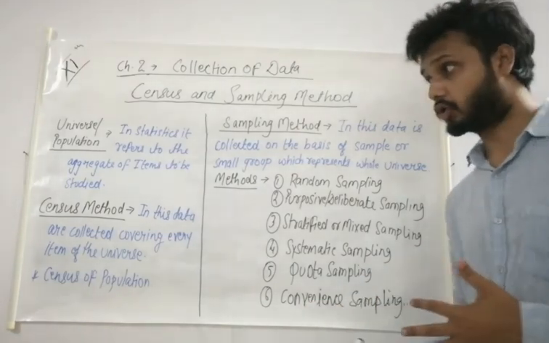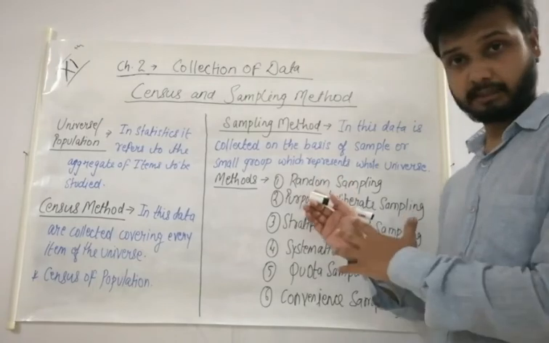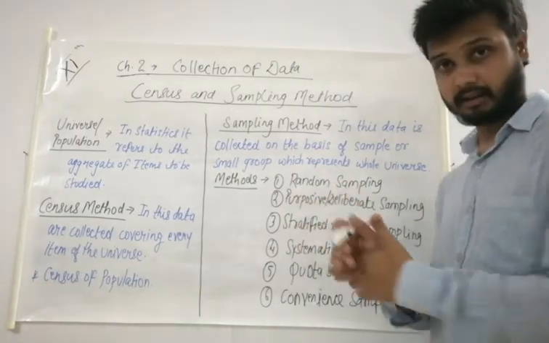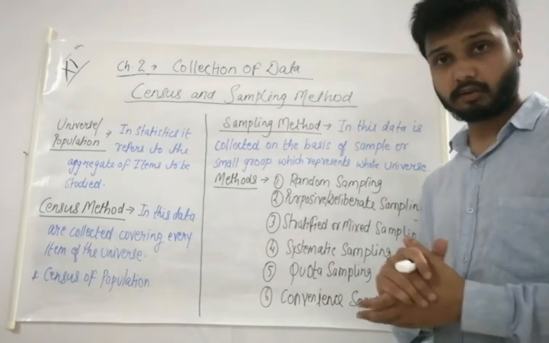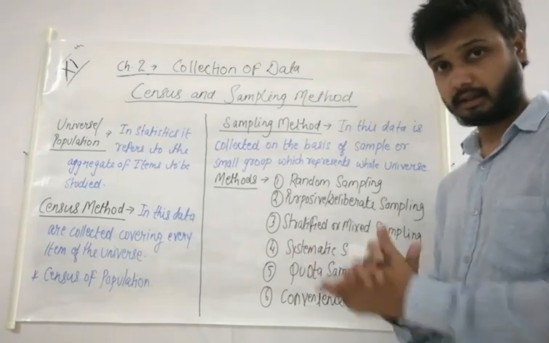So students, this was all about your census method, sampling method, and different types of sampling. We have covered all the topics of chapter 2, and with this we have completed the chapter.